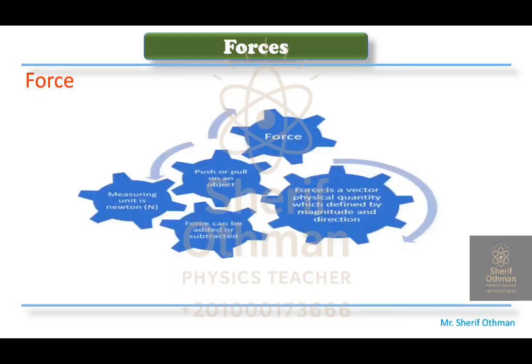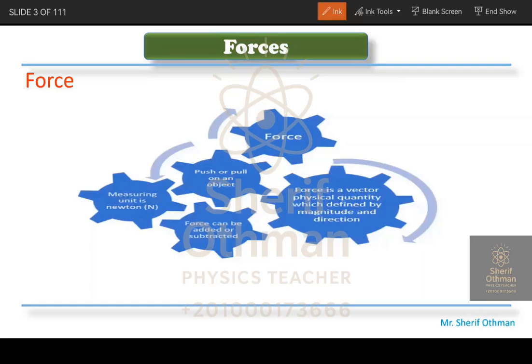Force is a pull or push on an object to make a change in the object's state. Force is a vector physical quantity, which is defined by magnitude and direction. As we said before, guys, force or any vector quantity can be represented by an arrow. This arrow has length and direction. The direction of the arrow represents the direction of the force, while the length of the arrow represents the magnitude of the force.